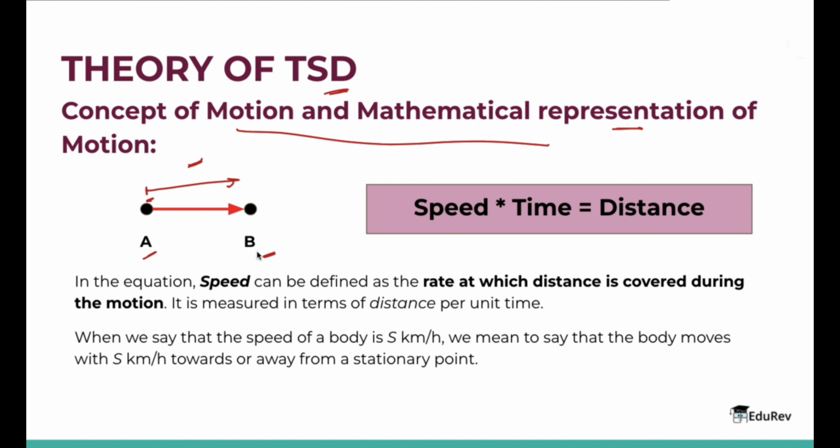Thus, for a motion to have occurred, there must have been some displacement with respect to a stationary point on the ground. The mathematical model that describes the motion has three variables, namely speed, time, and distance. The relationship between these three is also the most important formula for this chapter. That is, speed into time is nothing but distance. The given equation is the mathematical description of the movement of a body.